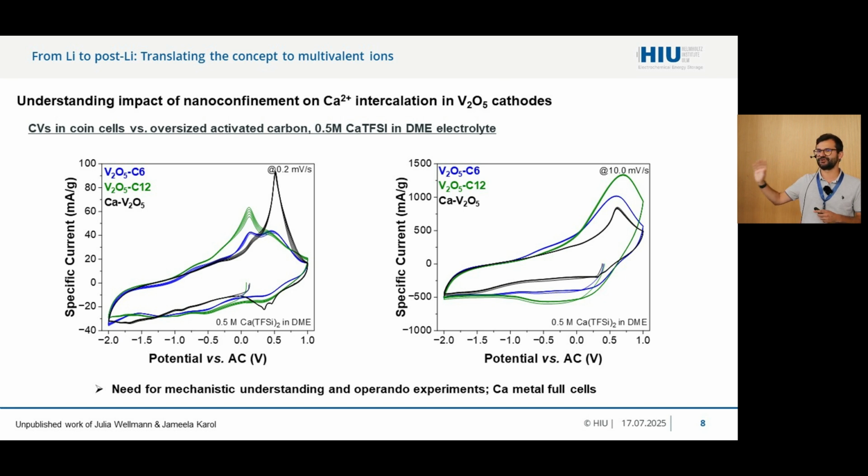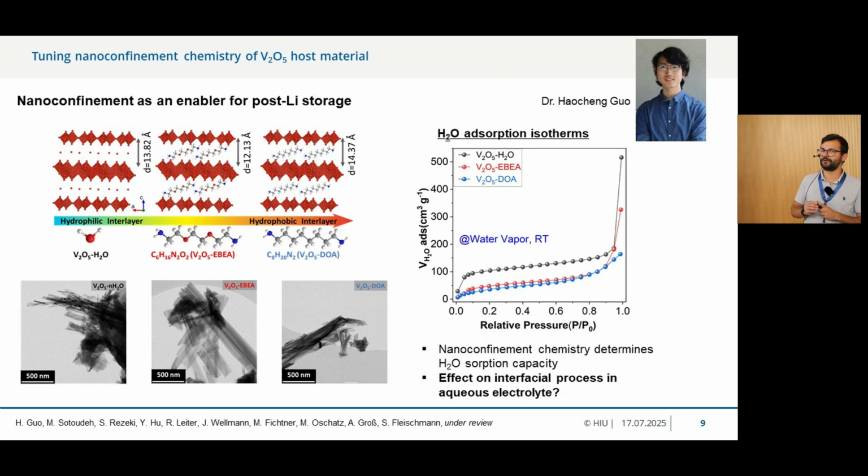So now I talked about the geometric aspects of the nano-confining space, so simply expansion, interlayer spacing. But can we also tune the chemical environment in nano-confinement? And this was a question that my postdoc Hao Cheng has been asking and investigating. Here, again, the vanadium pentoxide system, but in an aqueous zinc electrolyte. So we are interested in zinc intercalation now. And he was tuning the chemistry of the nano-confining space from hydrophilic to hydrophobic interlayer environment.